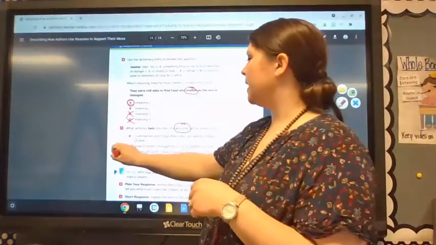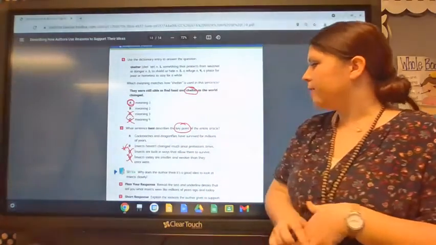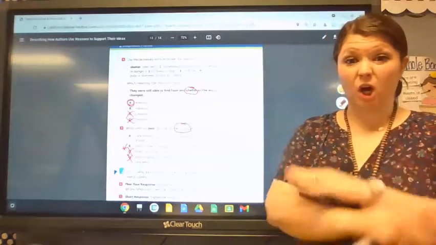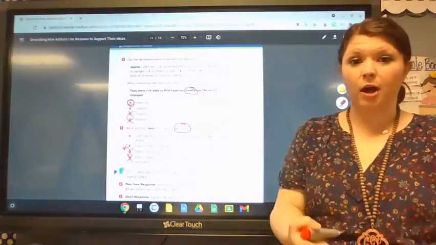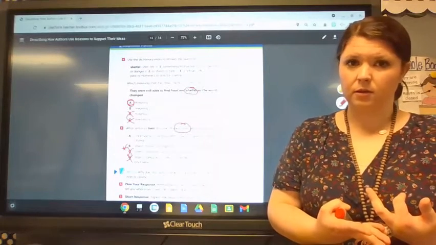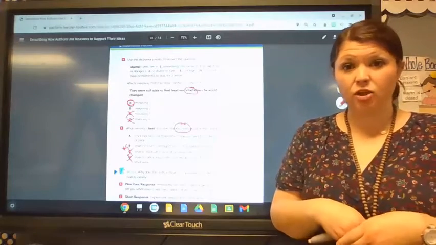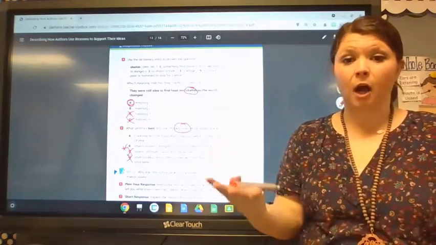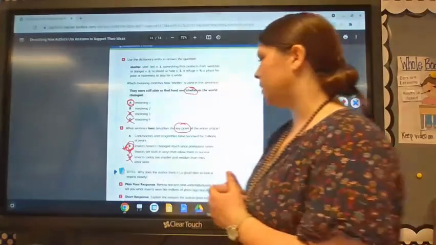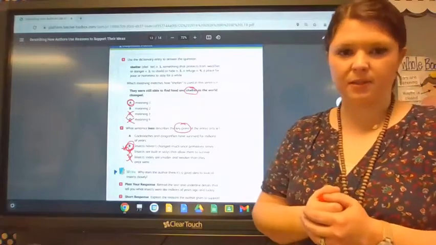Yeah, let's put a star beside it so we make sure that we're looking for the best choice. Cockroaches and dragonflies have survived for millions of years. Now, that's true, but was the whole article really focusing on just how cockroaches and dragonflies have survived? No, it was about how insects haven't changed a lot, right? But the dragonfly and the cockroach are examples that the author gave. So B is the correct answer: insects haven't changed much since prehistoric times.